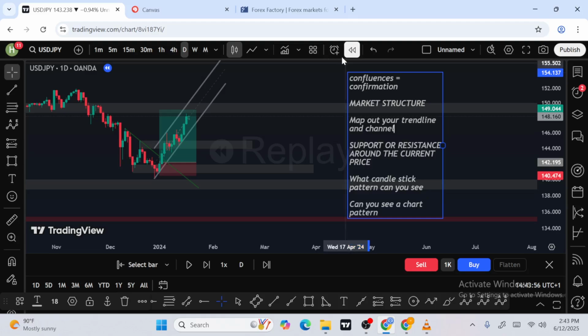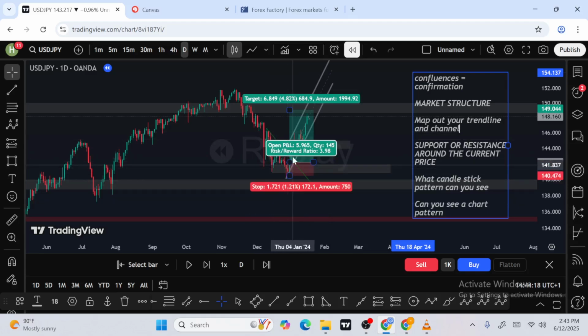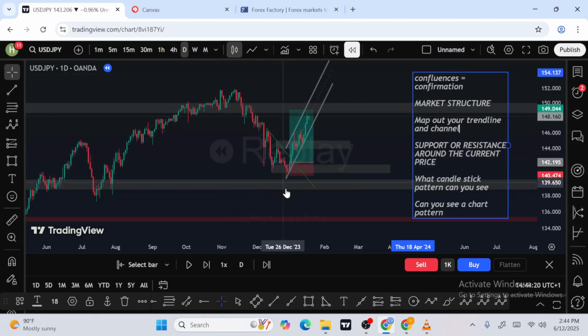So you determine your market structure. Once you determine your market structure, boom, we've been able to determine that this market structure is like this. We've done our zone, non-negotiable. So we now map out our trend line and channel, which we've done here. Boom. For us to know if this will still respect and continue going down, or it breaks above to validate a change of character from this downtrend to a possible uptrend.